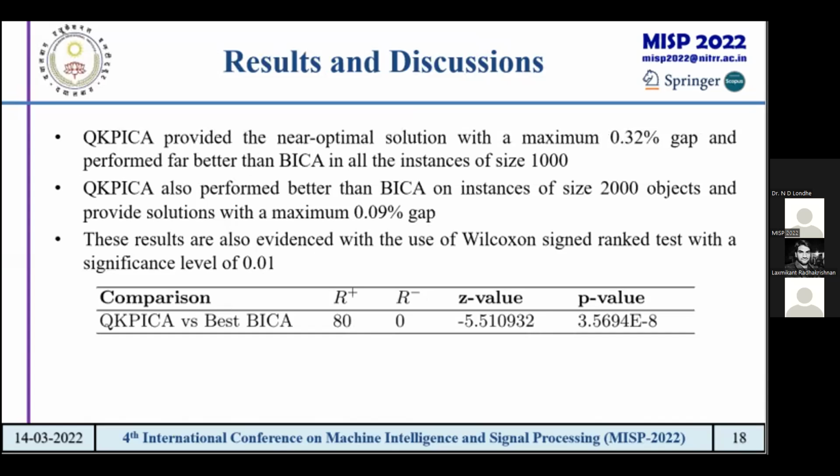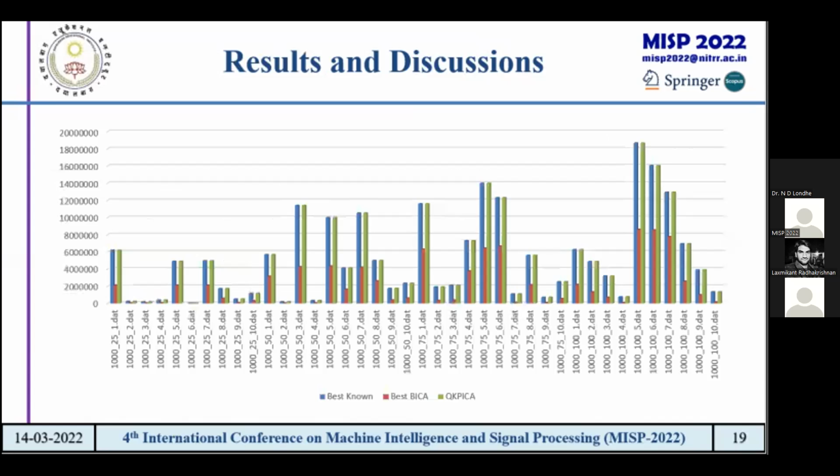2,000. To verify this, we also performed the Wilcoxon signed rank test, which is actually preferred for metaheuristics to compare their performances. So these results can be verified visually in these graphical forms. The blue bar represents the best known solution for a problem instance, and the brown bar represents the best solution found using any version of BICA. Actually, BICA has 9 versions because of those 9 transfer functions, and the green bar represents our algorithm QKP-ICA.